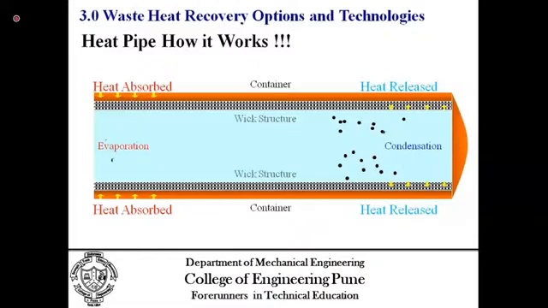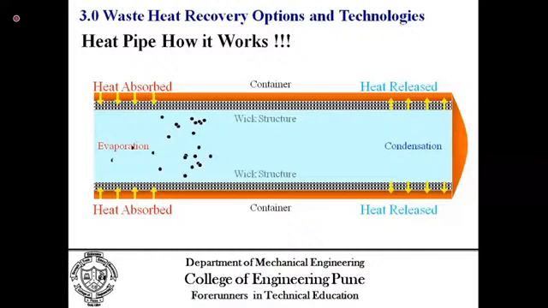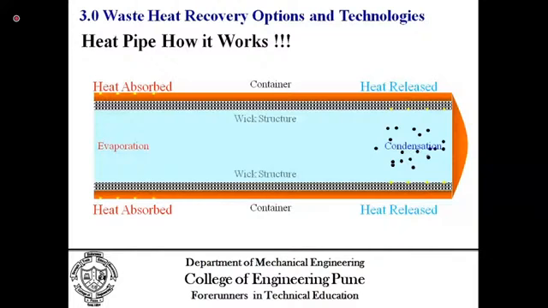In this cycle, there are two pieces of equipment with moving parts: one is the compressor and the second is the expansion device. In this heat pipe, these two components are removed. There is no compressor and there is no expansion device. But there is an evaporator and a condenser.